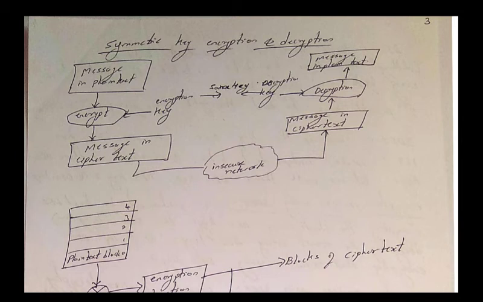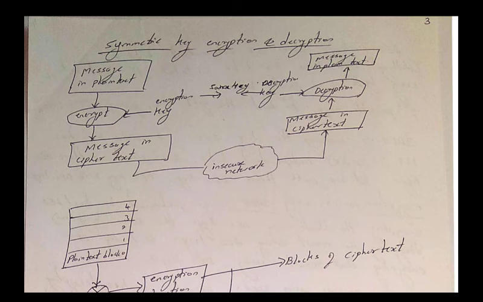In symmetric key encryption and decryption, what happens here? Both the participants in a communication share the same key. Is it clear? Both are going to share the same key. In other words, for example, if a message is encrypted using a particular key, the same key is to be used by the receiver to decrypt the message. Is it clear? This method is what we call a symmetric key cipher.